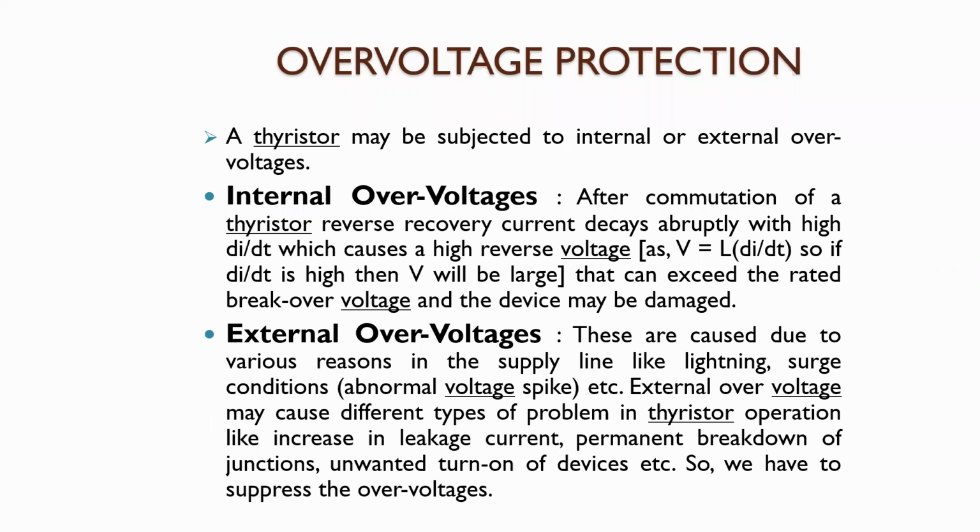What are the external voltages? They are caused by various reasons, maybe lightning or abrupt changes. External voltage may cause different types of problems in thyristor operation. It can increase the leakage current, it can permanently break down the junction of a thyristor, or it can turn on the thyristor when we don't want it to turn on. So we have to suppress these over voltages.